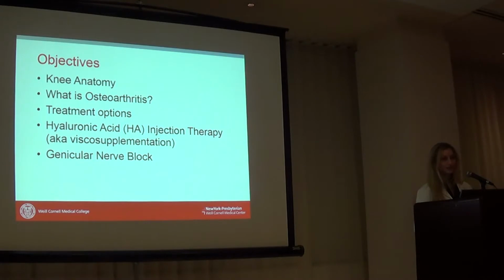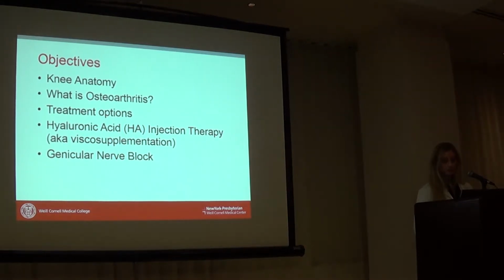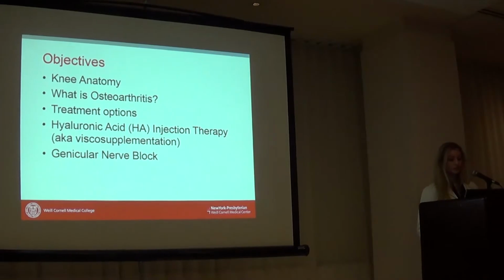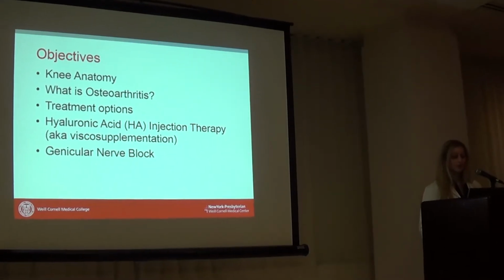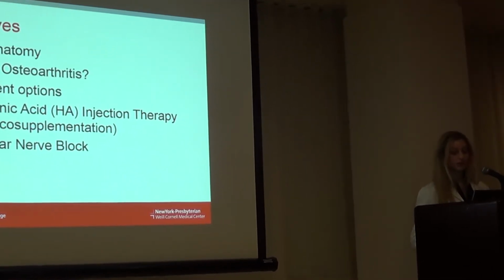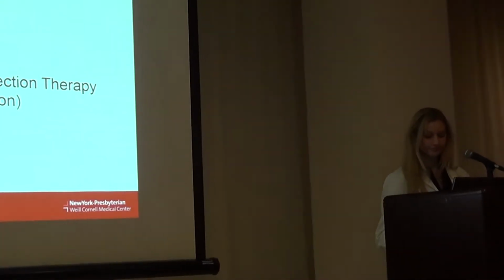So the objectives, the things that we're going to cover in this talk tonight, we're going to review the basic anatomy of the knee joint. We're going to define for you what is osteoarthritis. We will review some of the most common treatment options. One of them is included hyaluronic acid injection therapy. And then we'll talk about some other more advanced treatment options, including a genicular nerve block.